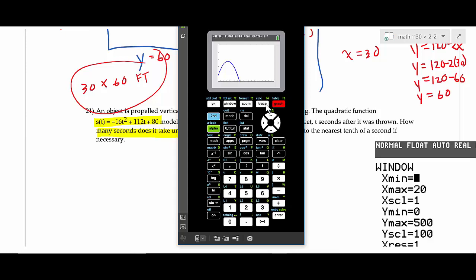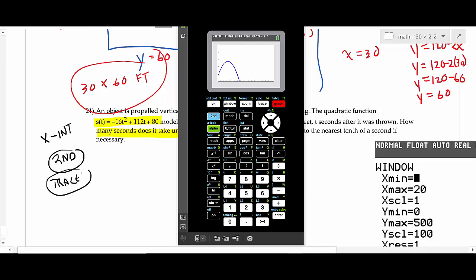Now let me show you how you do this on your graphing calculator. It's a little bit different. So if you haven't done this before, you might want to write out the keystrokes. So if you want to find an X intercept, which is what we have to find, then you go second trace. You open this up the same way. Second trace.